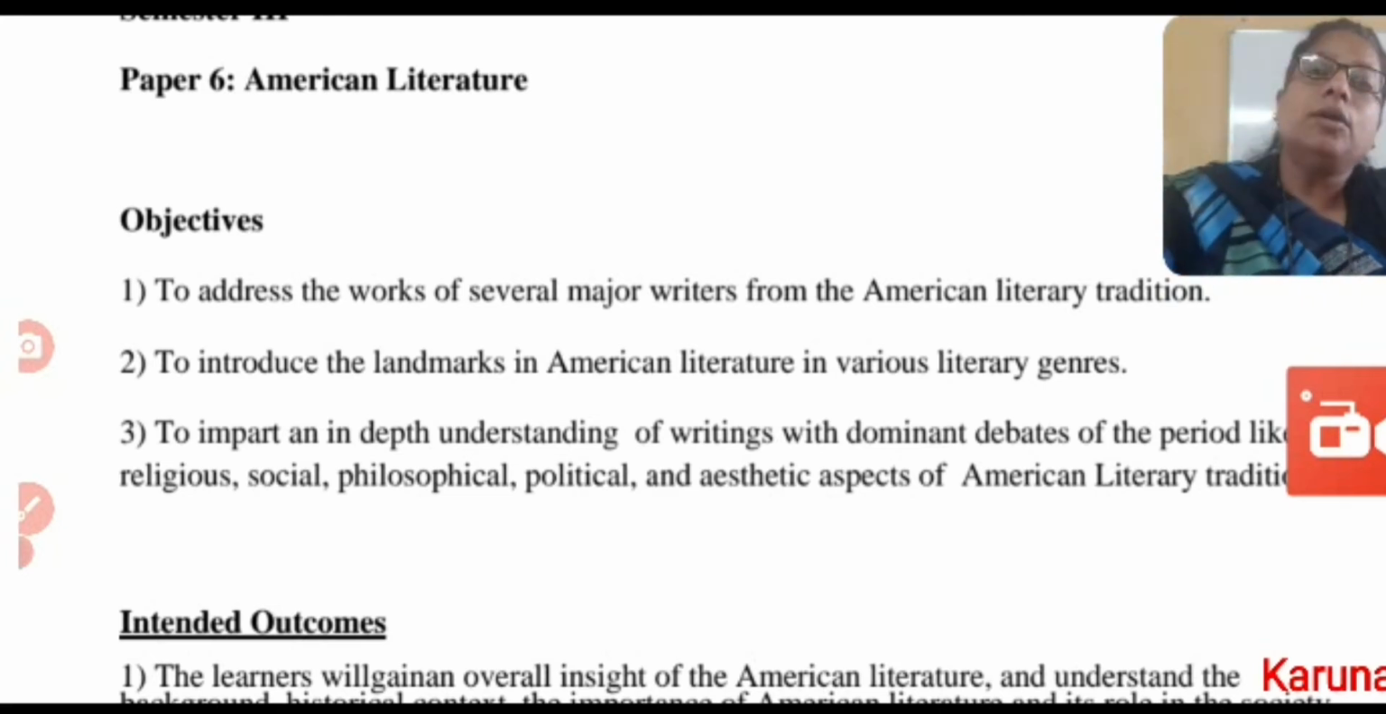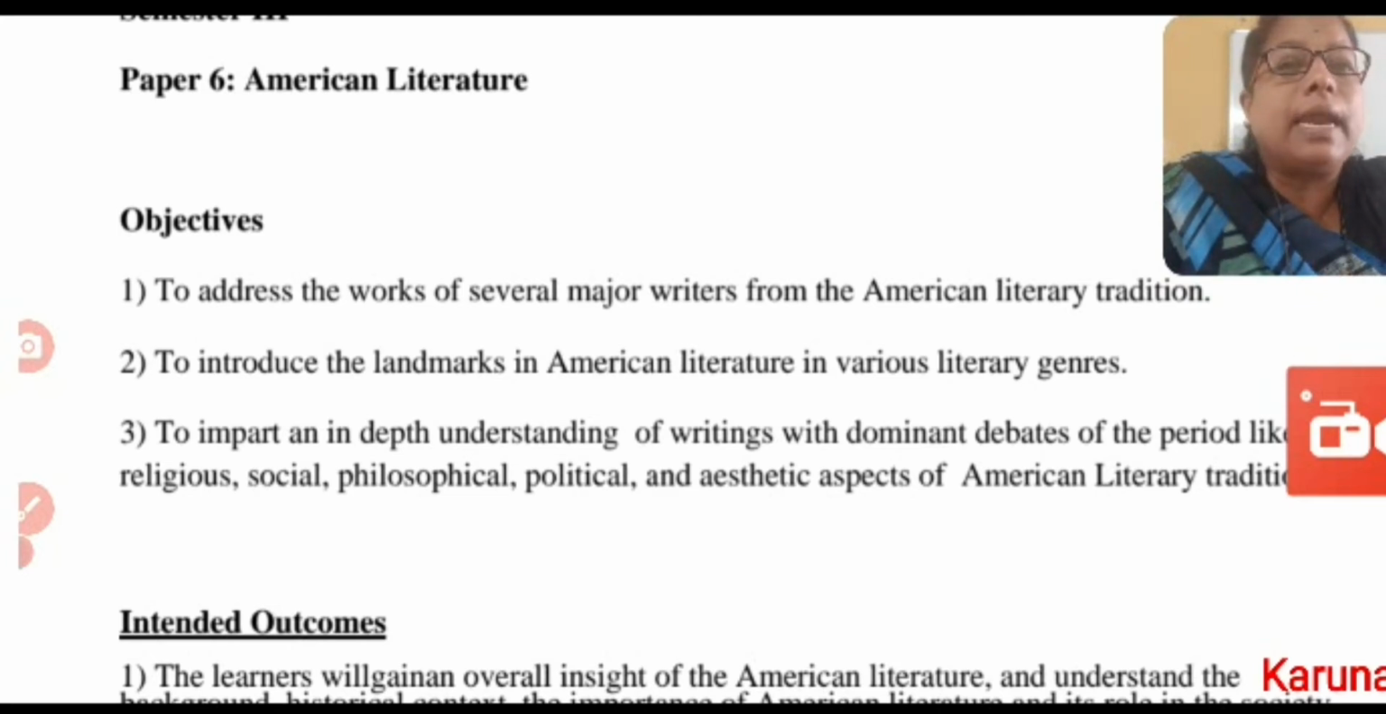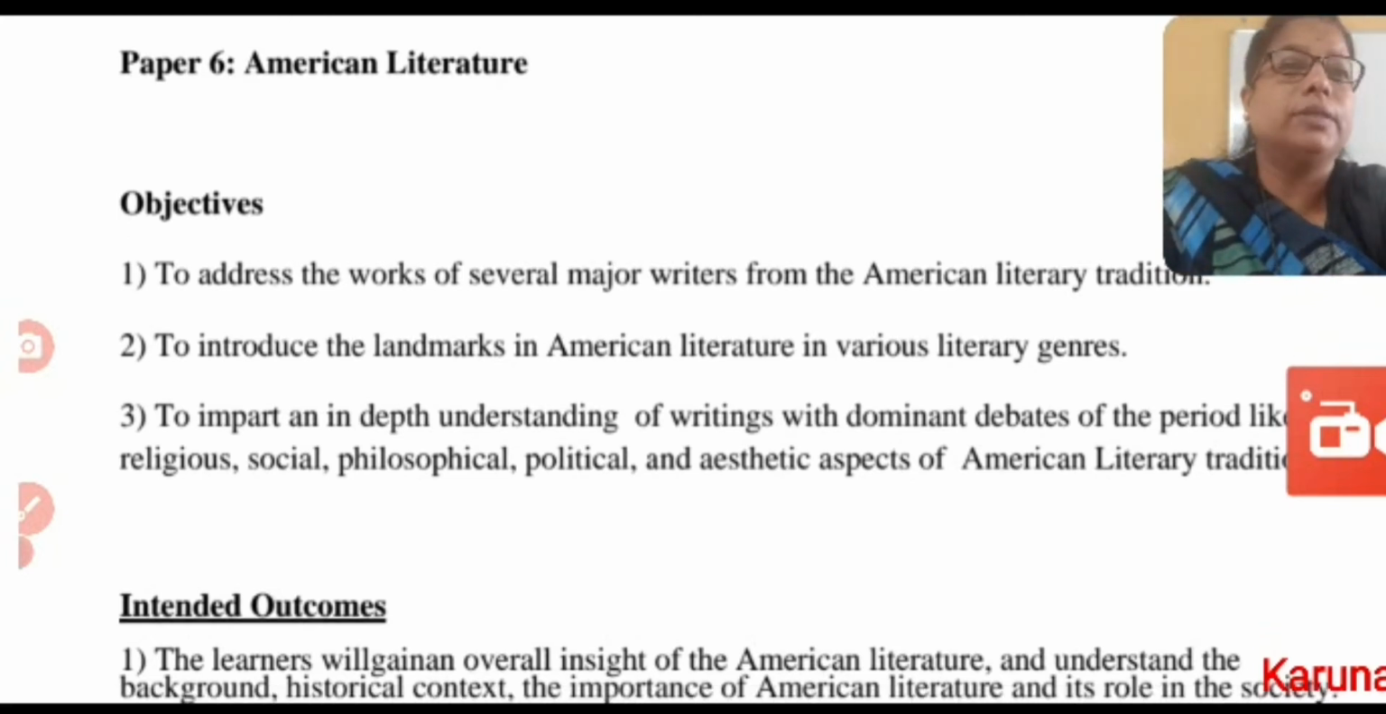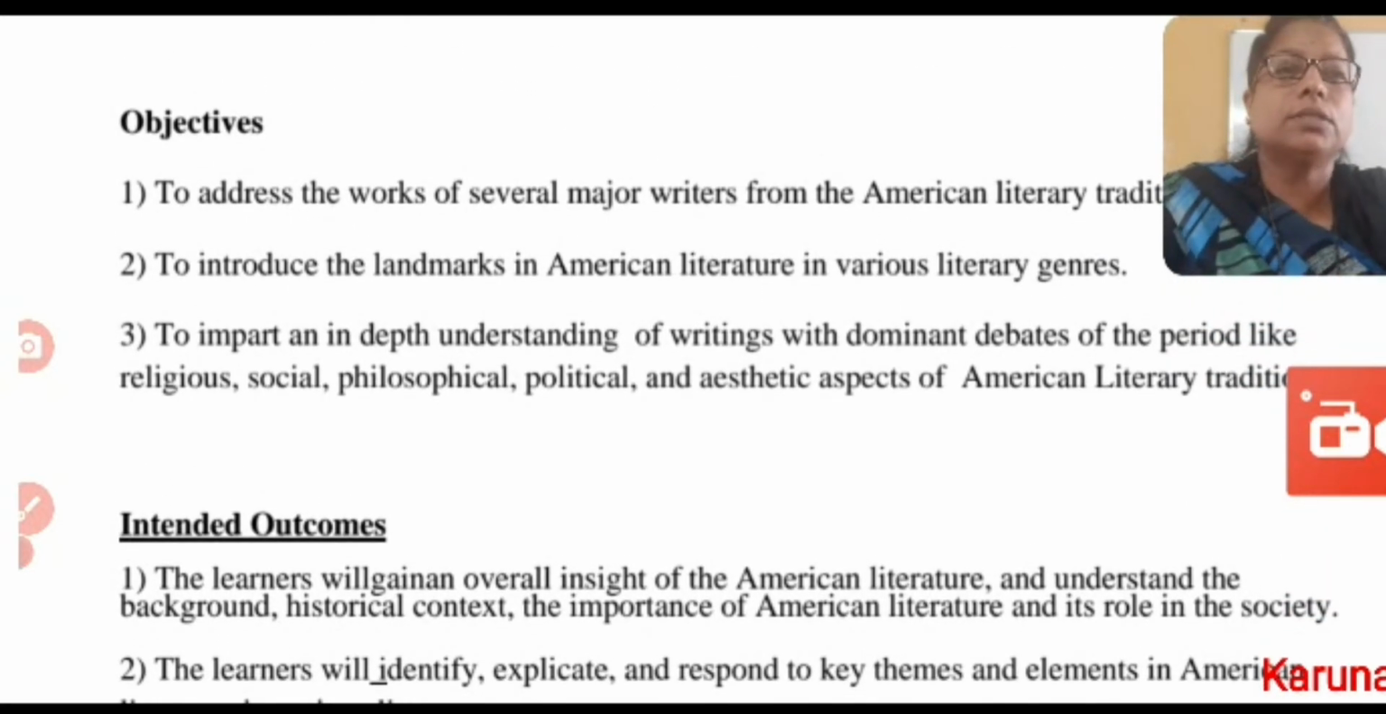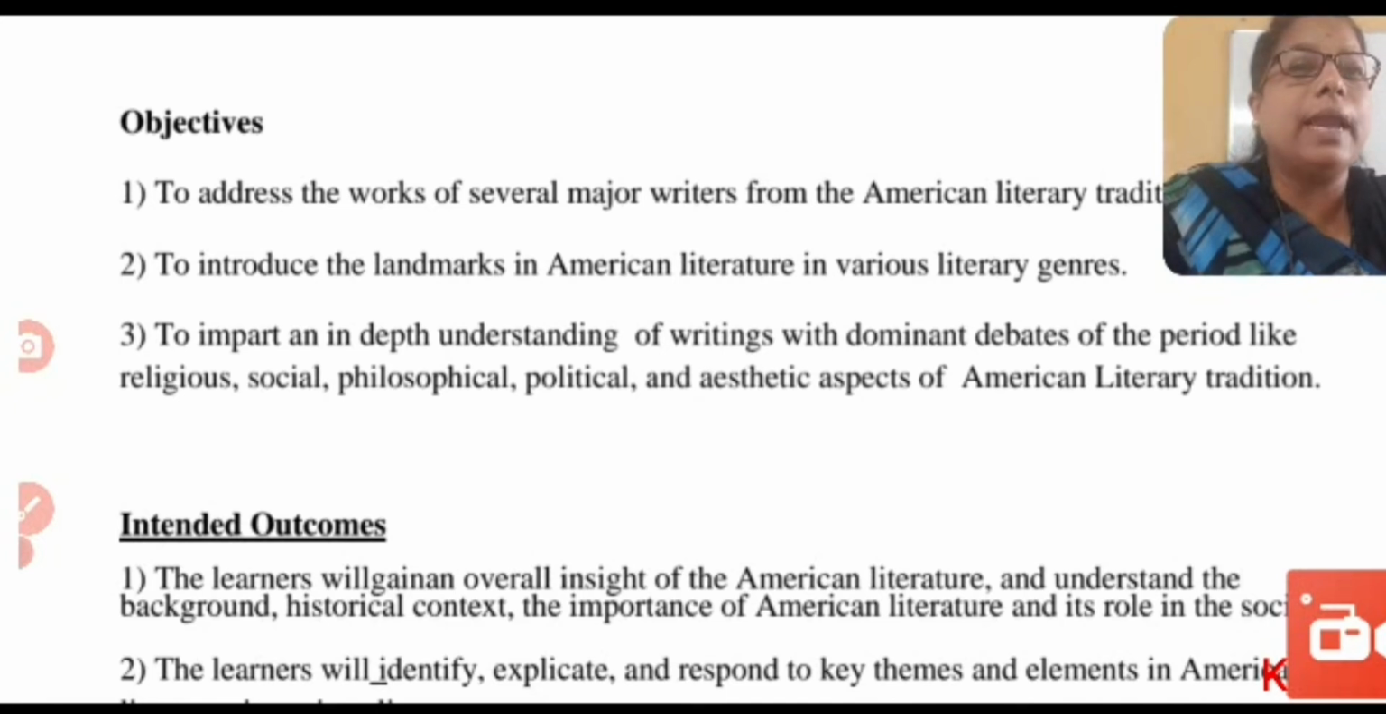The third objective is to impart an in-depth understanding of writings with dominant debates of the period, like religious, social, philosophical, political, and aesthetic aspects of American literary traditions. There are some dominant debates. Debates, the arguments, that is when there are some thoughts, there are some other thoughts that counter or oppose this first thought. So this is the debate. It might be the religious debate, the social debate, the philosophical debate, political debate, aesthetic aspects of American literary tradition.